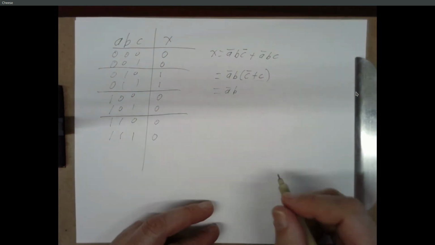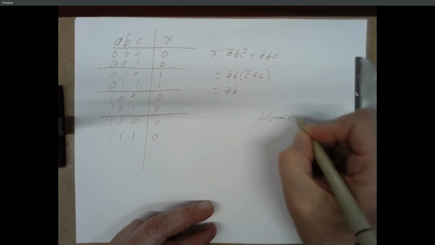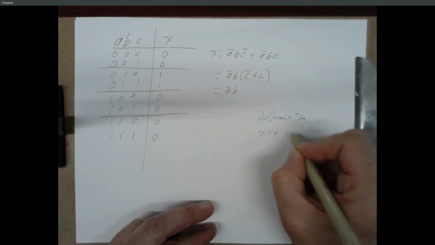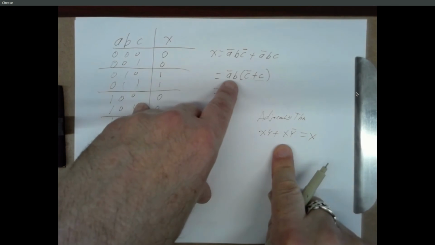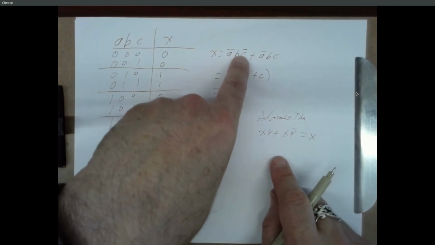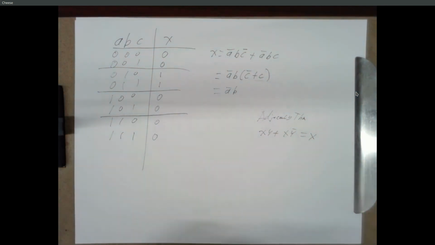And there's a theorem, it's called the Adjacency Theorem, which basically says XY or XY bar is the same thing as just X. In this case, our X is A bar B and our Y is C. So XY or XY bar is just X. Why is it called the Adjacency Theorem?